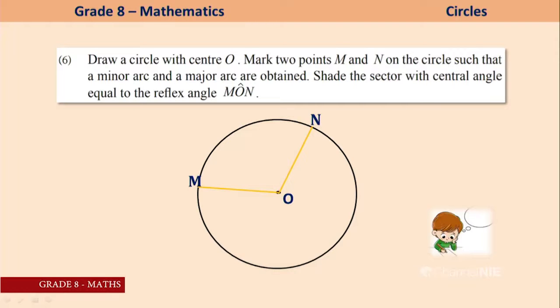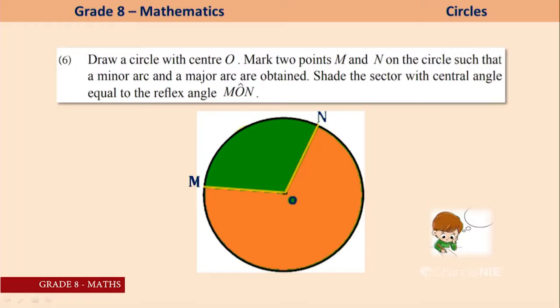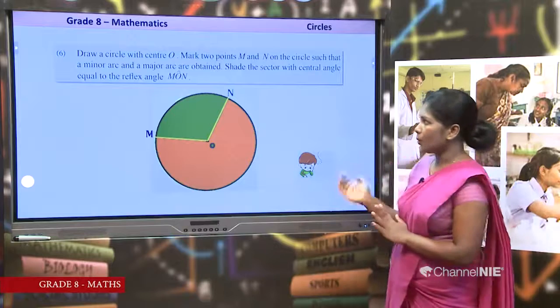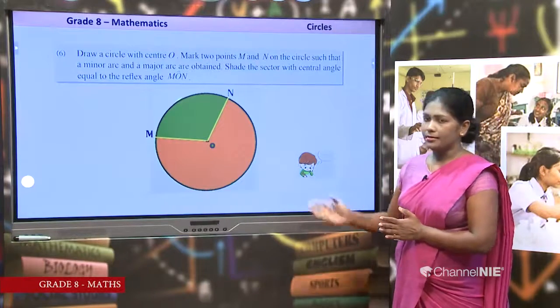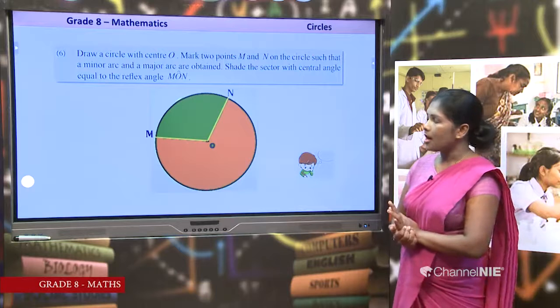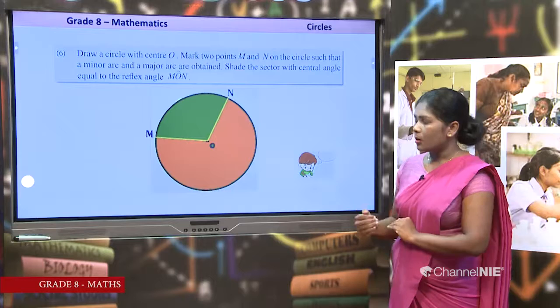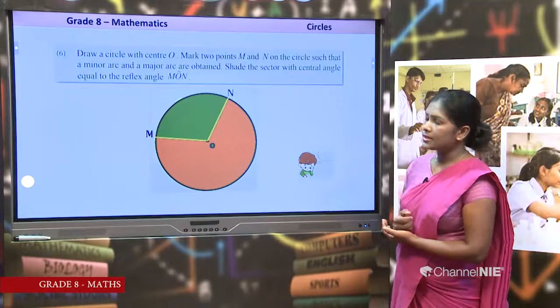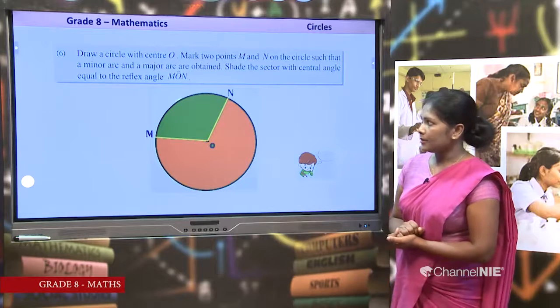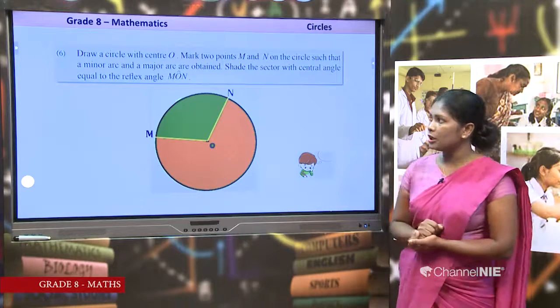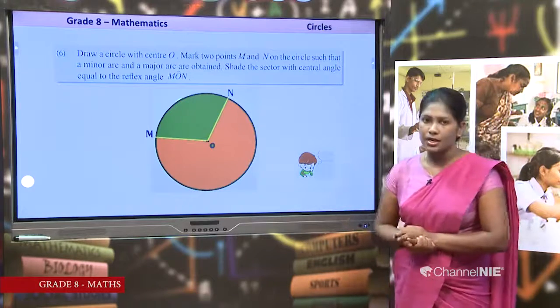There are two angles, acute and reflex. So, you have to shade the reflex angle region like this. That means this shaded color, the orange color, should be the answer. Okay children, now here we shade the sector with central angle equal to the reflex angle. So, here MON, the orange color region is the answer. MON, orange color region means that is the reflex angle. It should be the answer because they ask about the reflex angle.